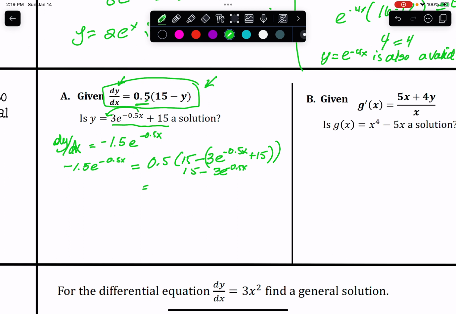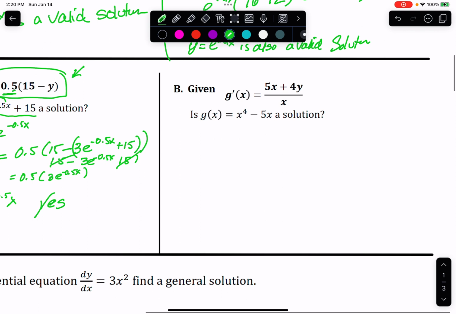And then you'd have 15 minus, and then this would be 15. So the 15s would go away, and you'd have 0.5 times 3e to the 0.5x, which is the same thing, negative 1.5 e to the negative 0.5x. So yes. And let's look at this one.